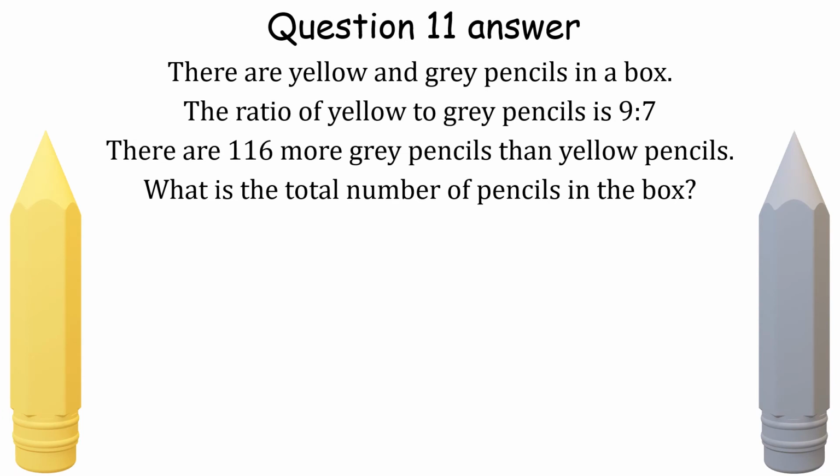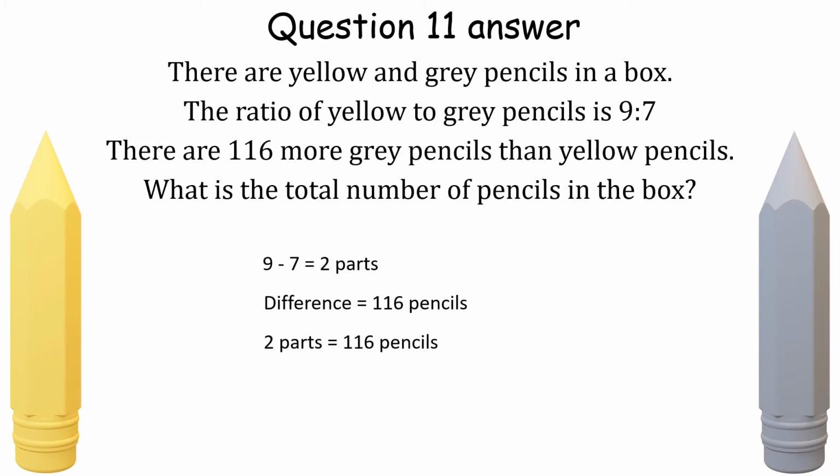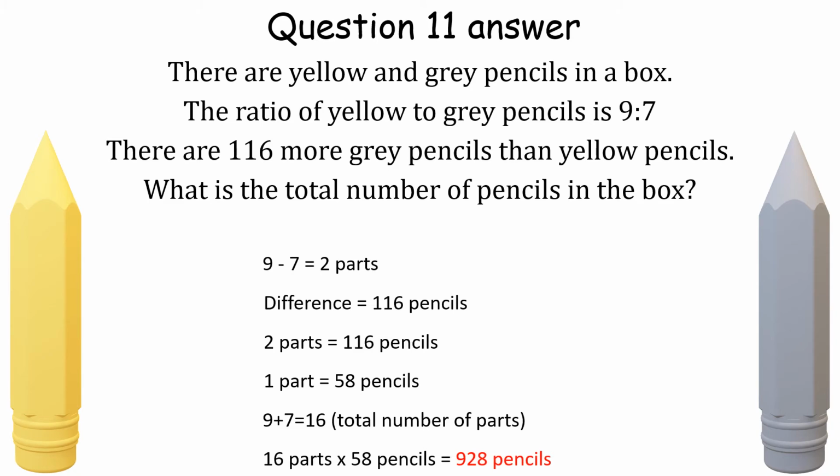Question 11. The ratio of yellow to grey pencils is 9 to 7. The difference between them is 2 parts. As we've been told there are 116 more grey pencils, we know that 116 pencils equals 2 parts. Therefore, 1 part is 58 pencils. The total number of parts is 16, so the total number of pencils is 16 times 58, which is 928.